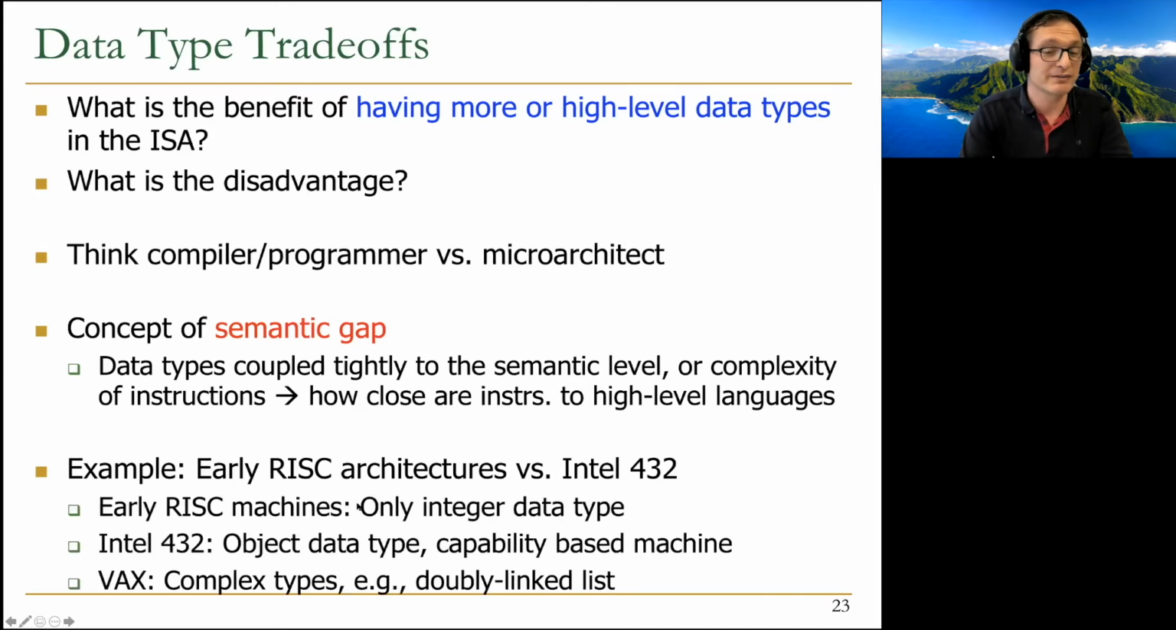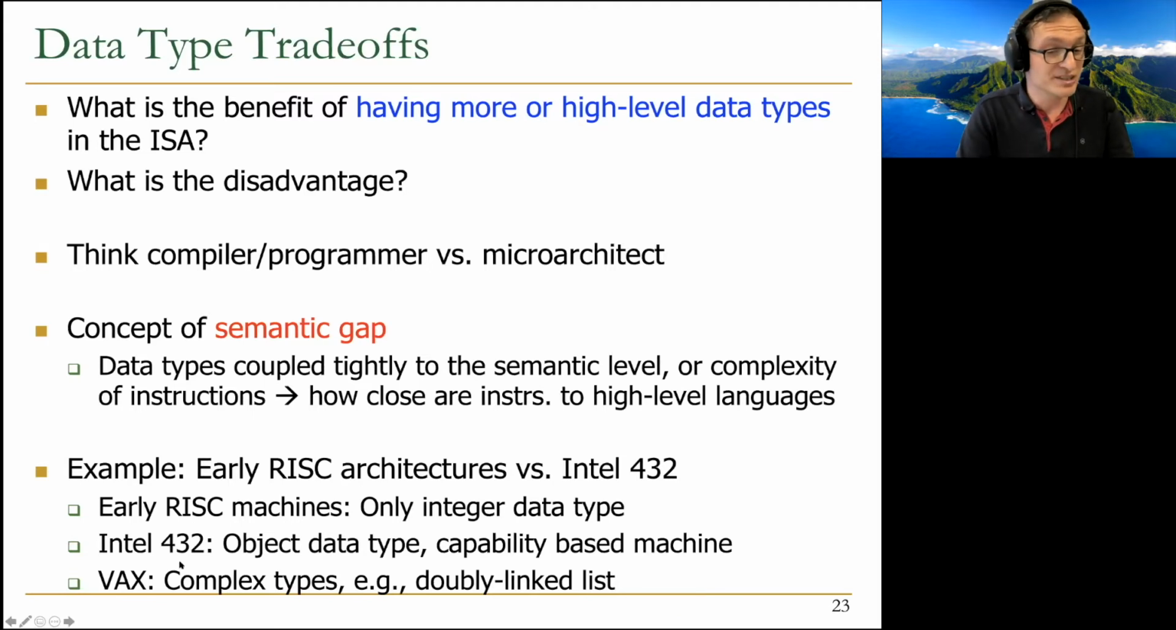For example, early machines had only integer data type. They didn't even have floating point. And then later they figured out that this was a bad idea, because a lot of programmers need floating point. And if you actually try to emulate floating point using integer, it takes a lot of additional instructions.